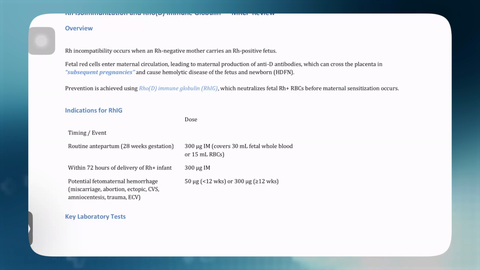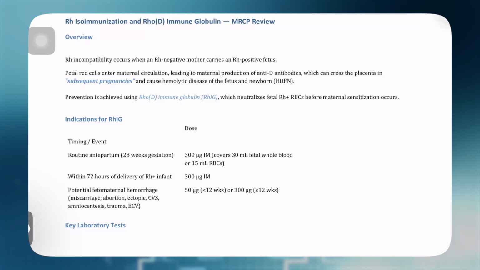The fetal red blood cells, when they enter the maternal circulation, lead to production of anti-D antibodies. This is very important, these then cross the placenta in subsequent pregnancies. So I'm very categorically saying that it doesn't happen in the first pregnancy, it will happen in the subsequent pregnancies. And they will cause hemolysis of the newborn. Okay.